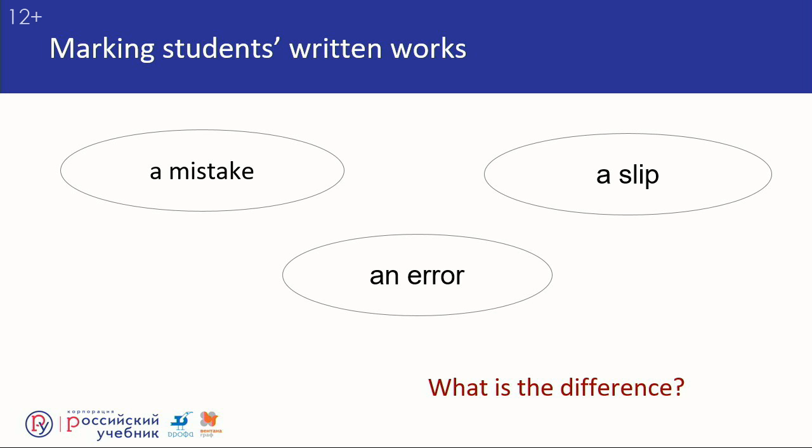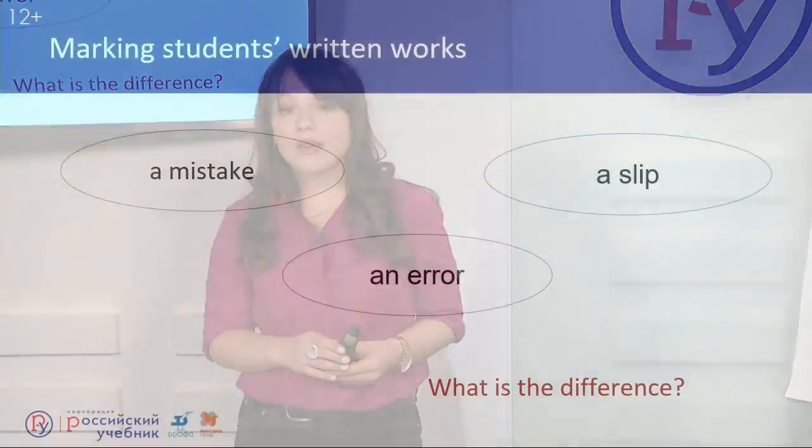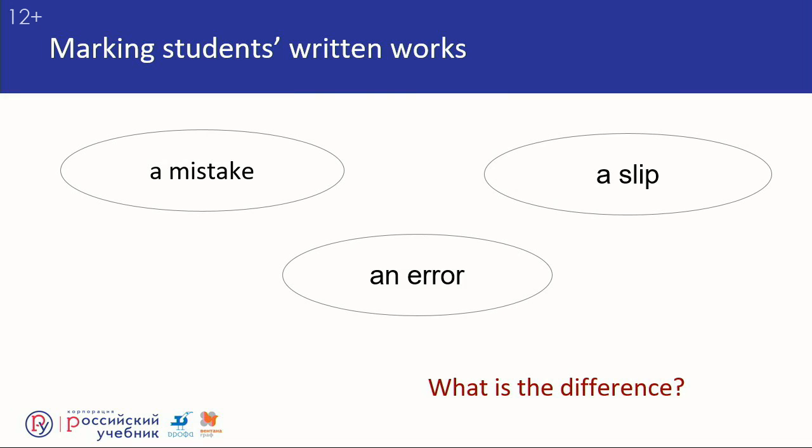They're all synonyms and they are all used to refer to our students' writing, when we're talking about assessing student writing, right? Something done incorrectly, but still there is some difference between all of them. We have mistakes, we have errors, and we have slips, right?